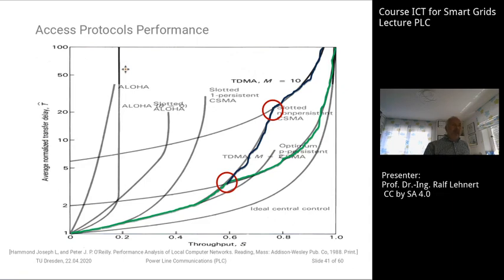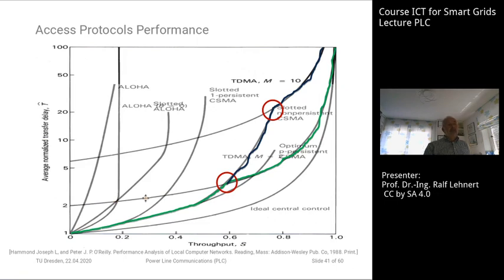So all contention mechanisms, even the more recent and better ones, have the situation that there is a certain point on the load curve where the delay goes up fast and exponentially. And this is a situation where the TDMA principle has its advantages.